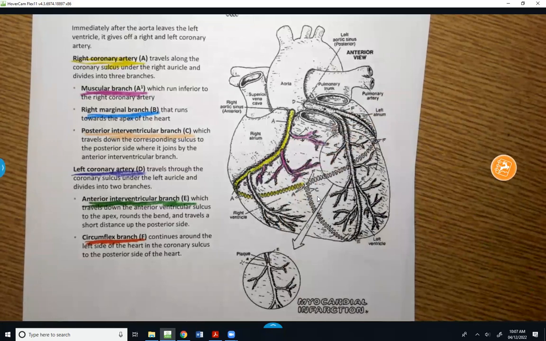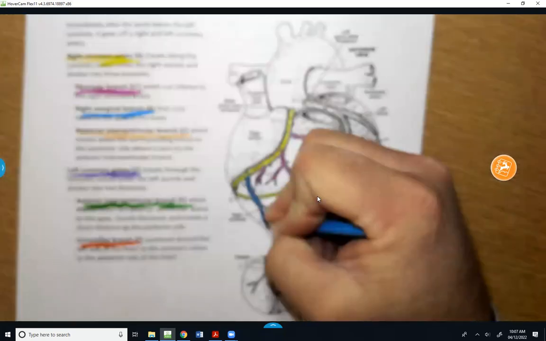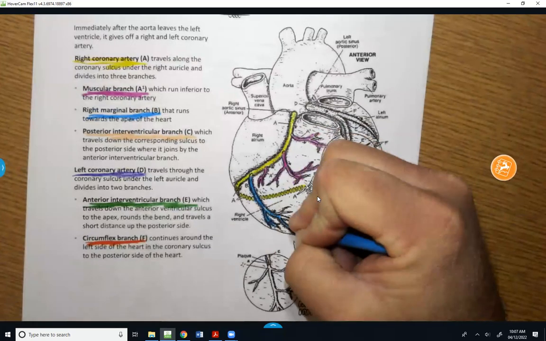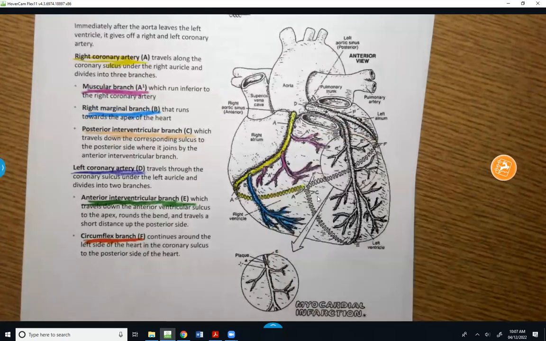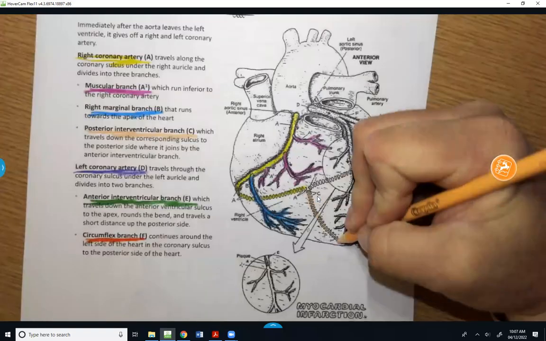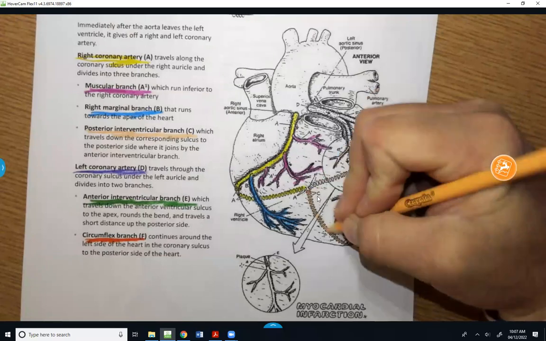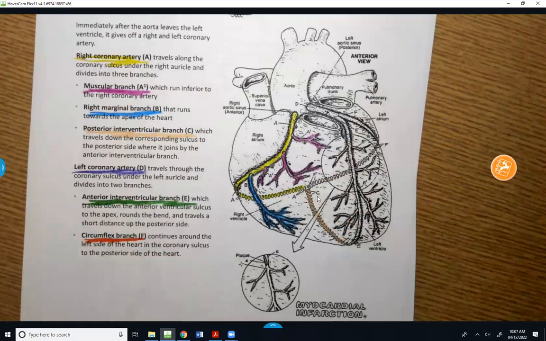Then you've got a right marginal branch, which is a little bit bigger and runs down more to the bottom side of the heart, but on the front side, feeding our right ventricle. The posterior interventricular branch runs on the back side in the posterior interventricular sulcus to the apex. Obviously, it would have little branches coming off of it, but we're not going to worry about that.